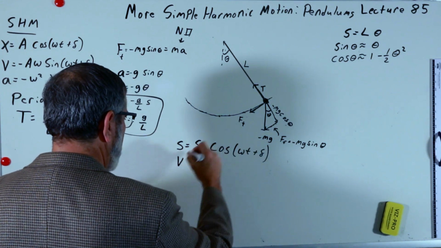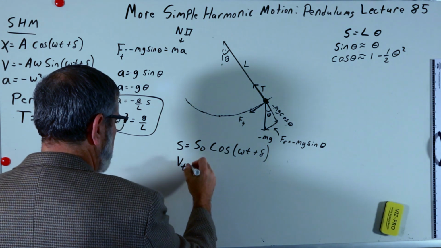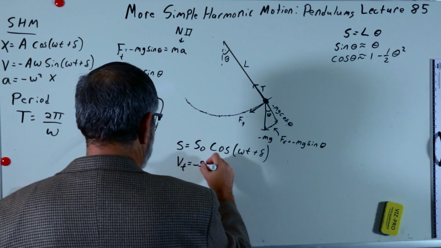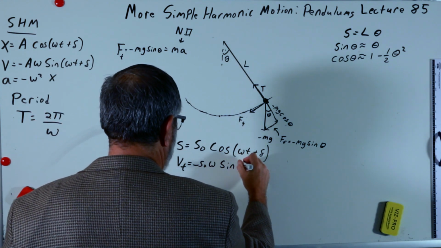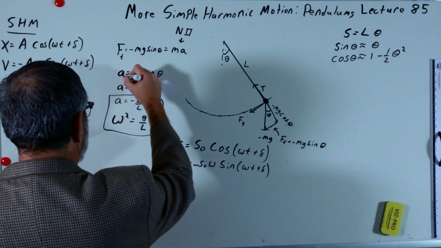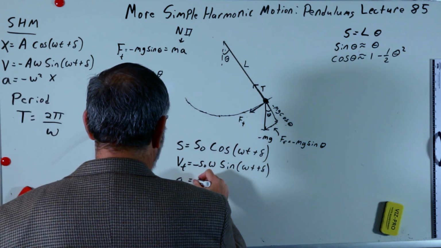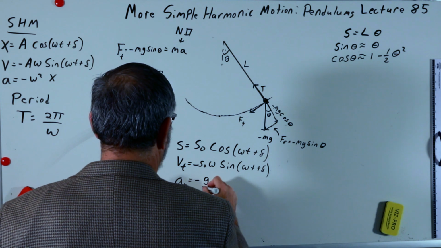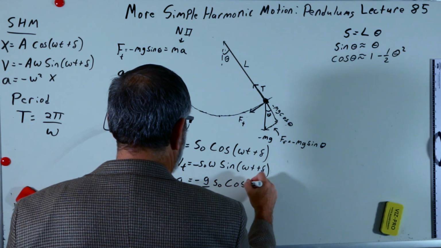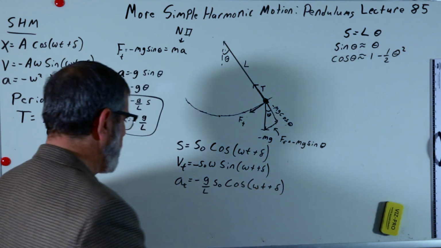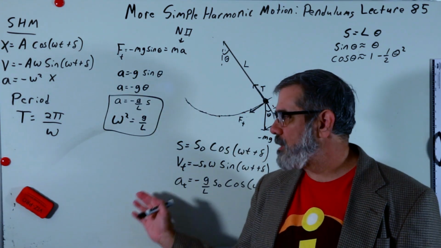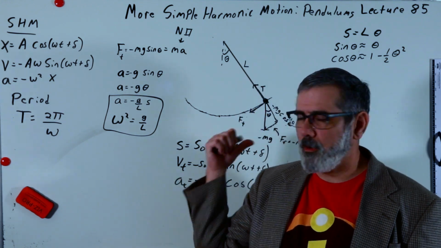And you get a similar result. The tangential velocity, called v sub t, is going to be minus s naught times omega times the sine of omega t plus delta. And the acceleration, which again is tangential, should have specified that up here, is minus g over L s naught cosine omega t plus delta. I think that's right. Omega squared, yes. It looks good. So basically it's the same equations we got for the mass on a spring, except this time for the pendulum.